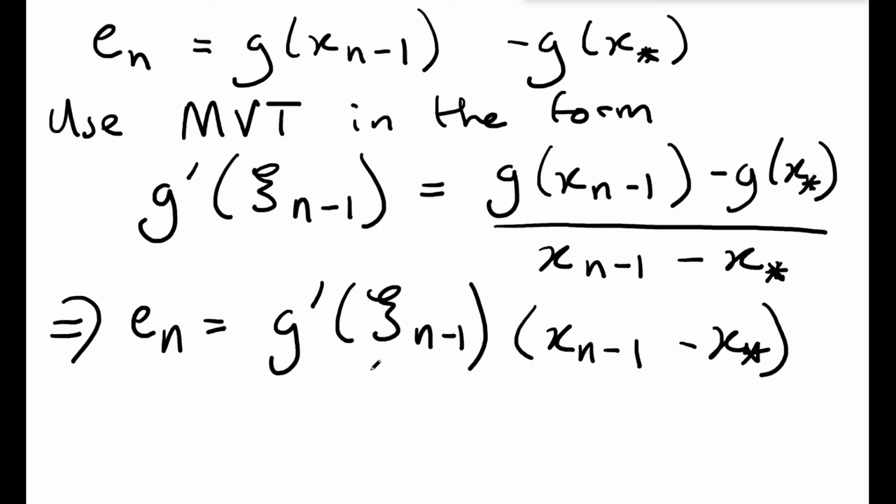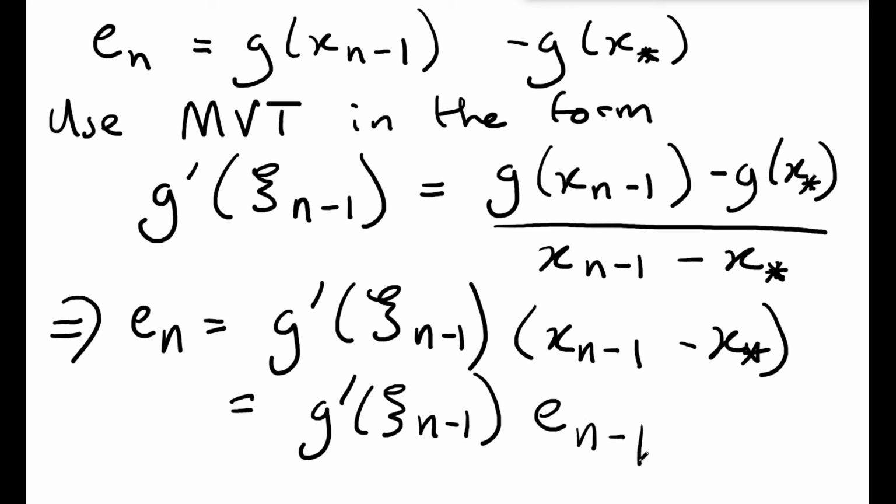Okay, so that equals g prime psi of n minus 1, and that's the last thing to observe then, is we have a difference x n minus 1 minus x star. That is your error, but rather than at step n, it's at step n minus 1. So we have a nice recursion relationship between error at one step and error at a previous step.